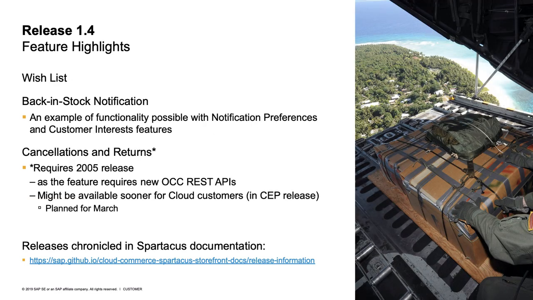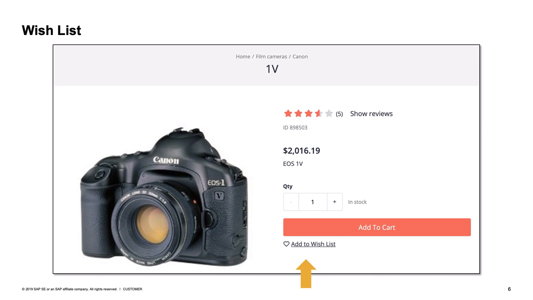From a customer-facing feature point of view, we have wishlist, back-in-stock notification, and cancellations and returns. Just to note that cancellations and returns, although included in Spartacus 1.4, require the 2005, the upcoming May 2020 release of SAP Commerce. So although the feature is in Spartacus, the APIs haven't been publicly released yet, so you can't use it, but it's there. So, a quick overview of some of these new features.